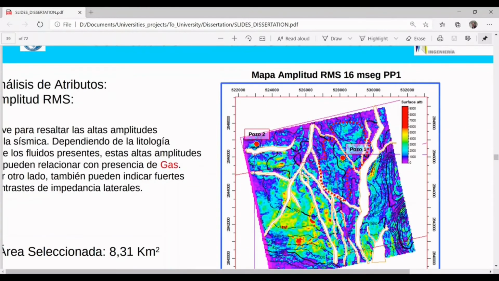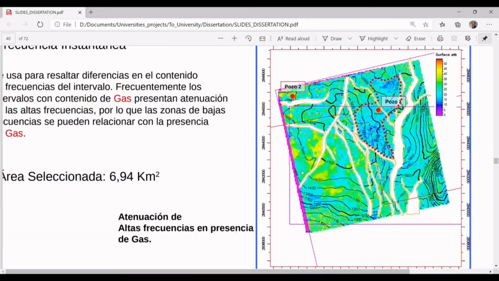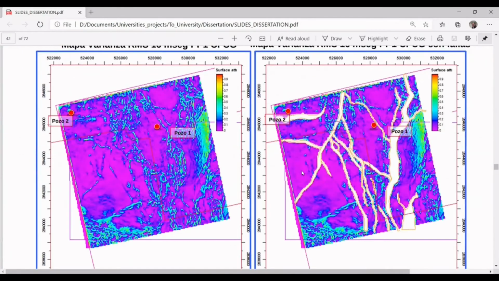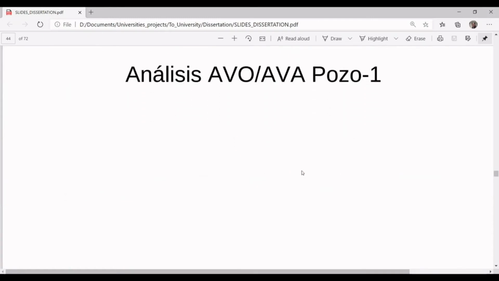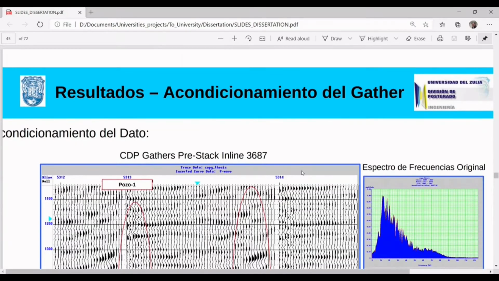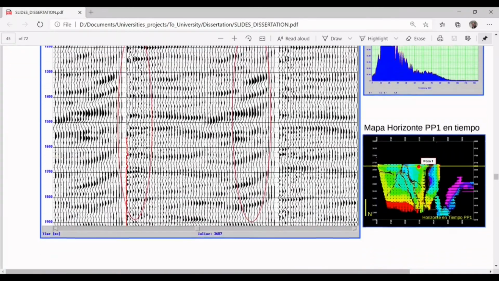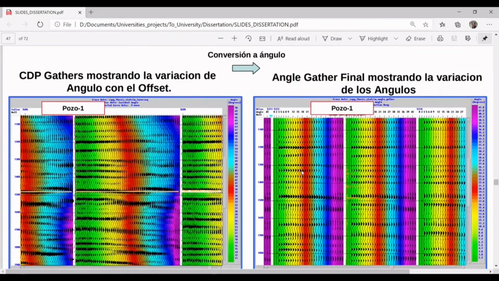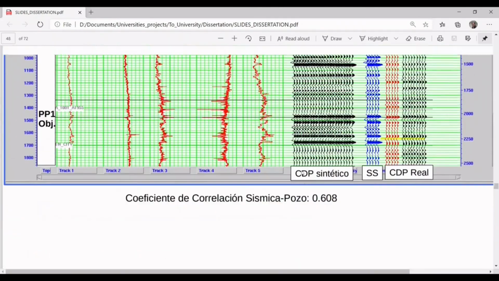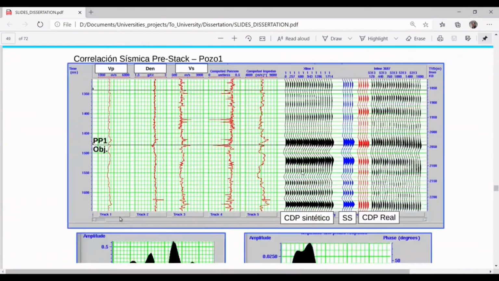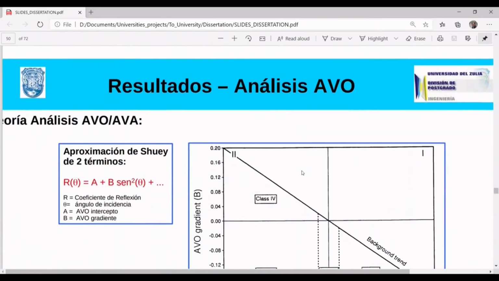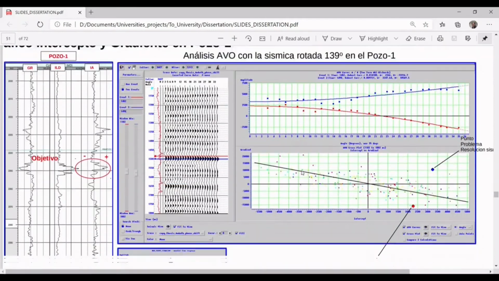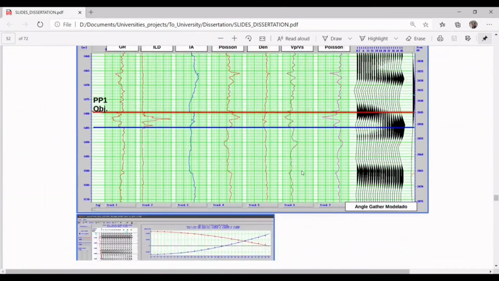I also work in seismic attributes, trying to identify the best attributes for sweet spot location. And I also made AVO analysis of the area because I had enough data to make this kind of analysis. As you can see, the scatter conditioning work, angle analysis, synthetic analysis, tuning, and AVO anomaly identification.